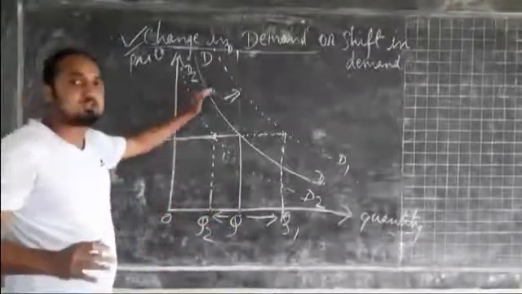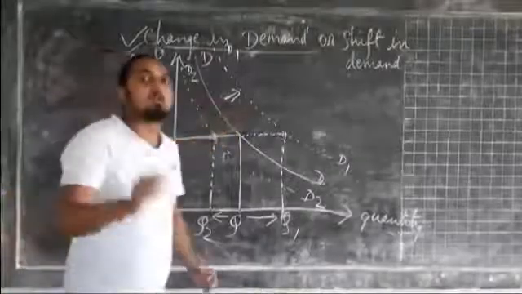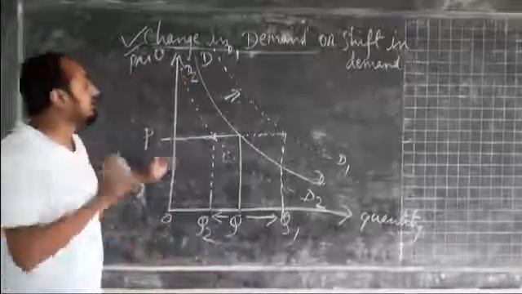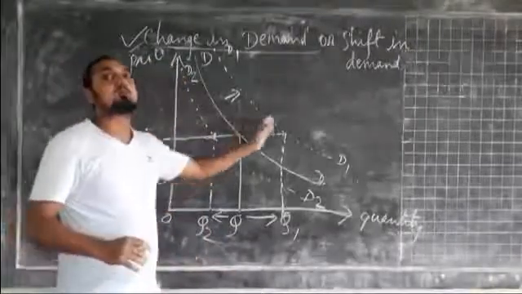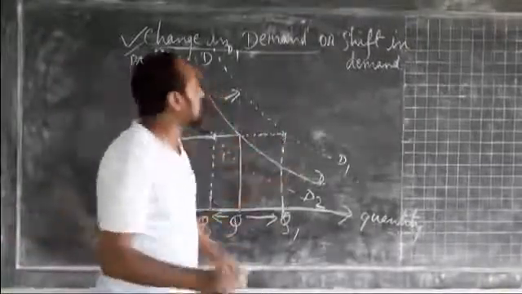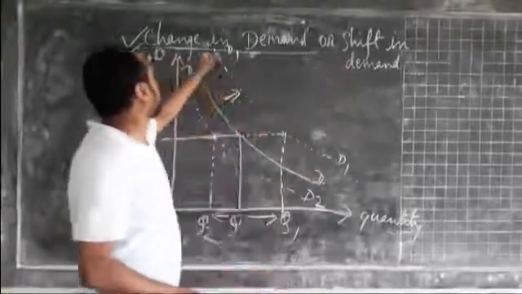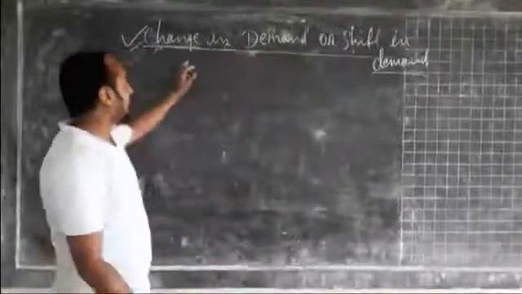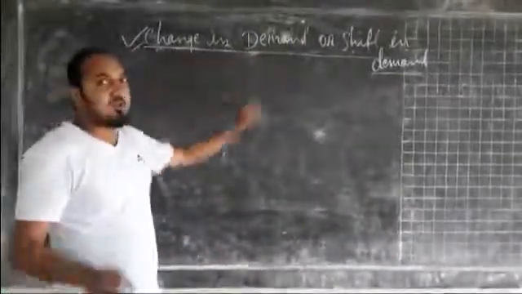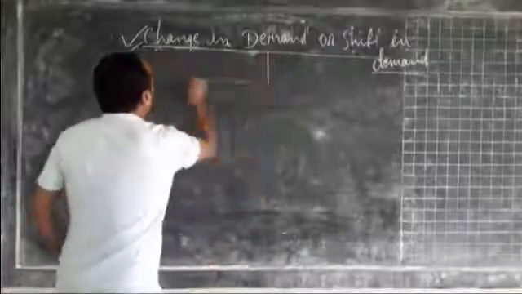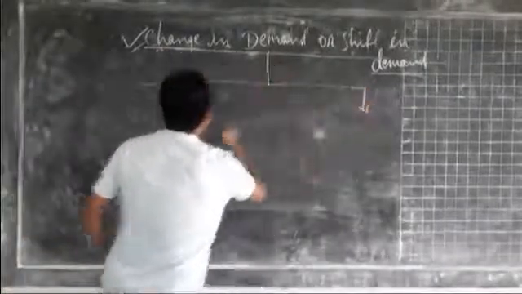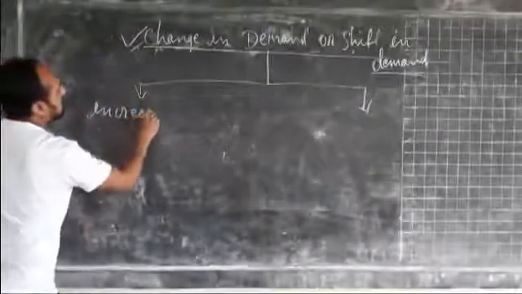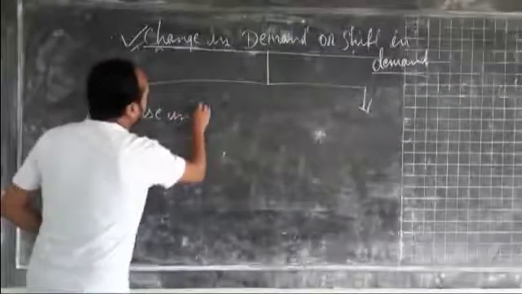Here the price is not changing. It is due to income of the consumer, either an increase in income or a decrease in income, leading to a rightward or leftward shift of the demand curve. So that is the case of shift in demand or change in demand. Now this change in demand is of two types. We can divide this into two types. Number one, we have increase in demand.